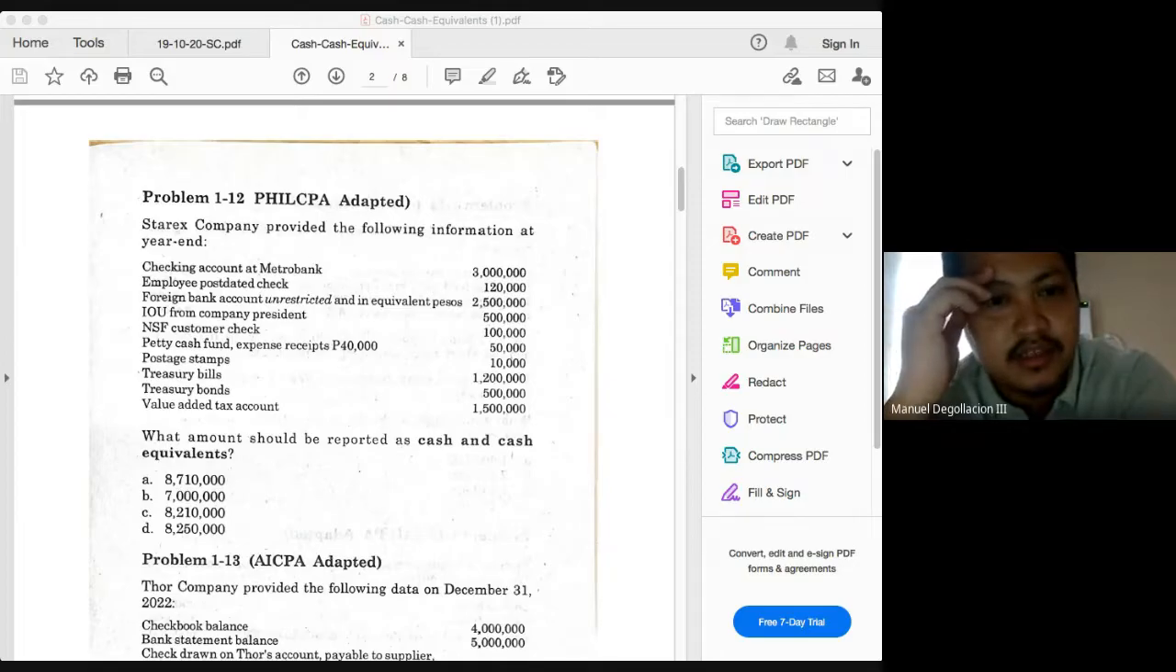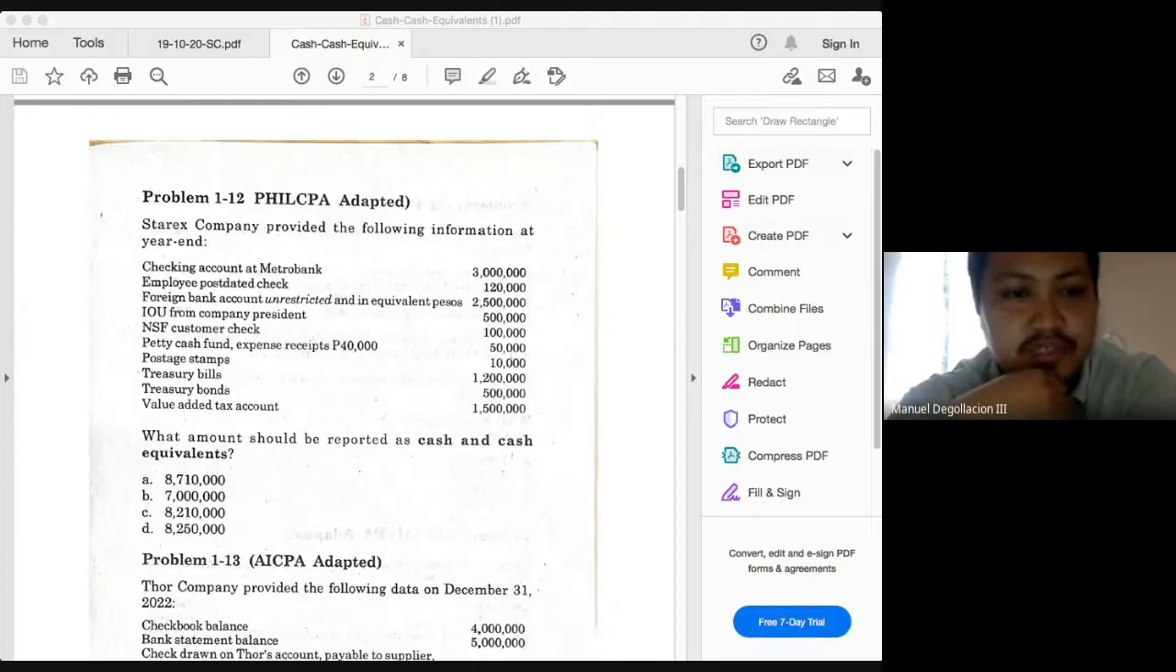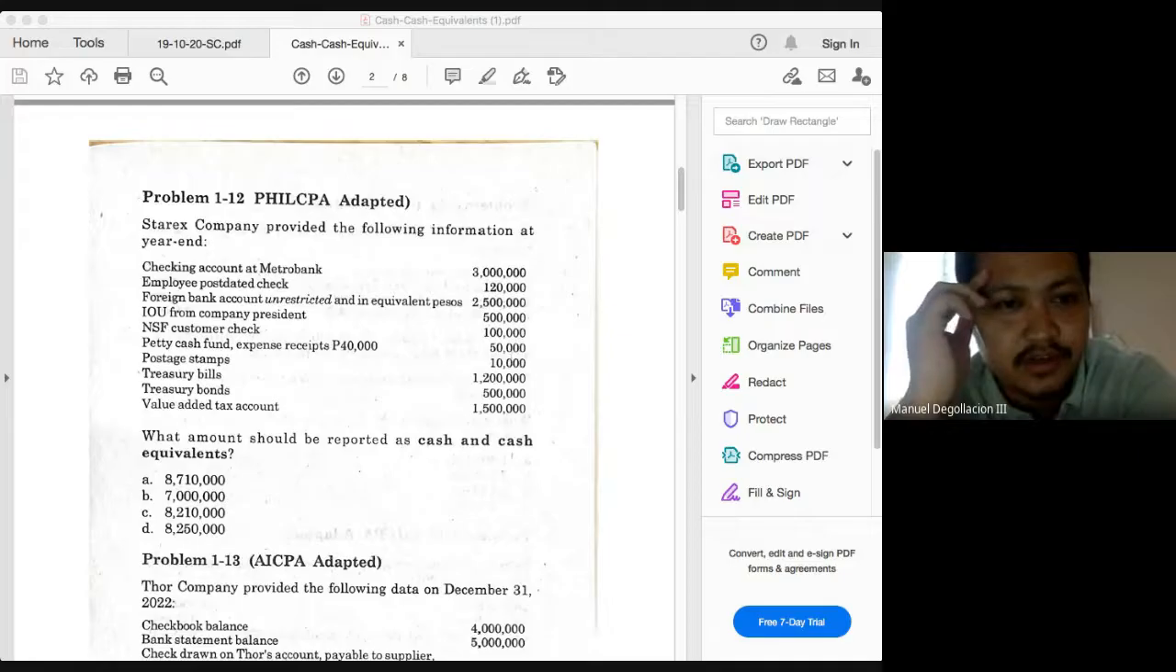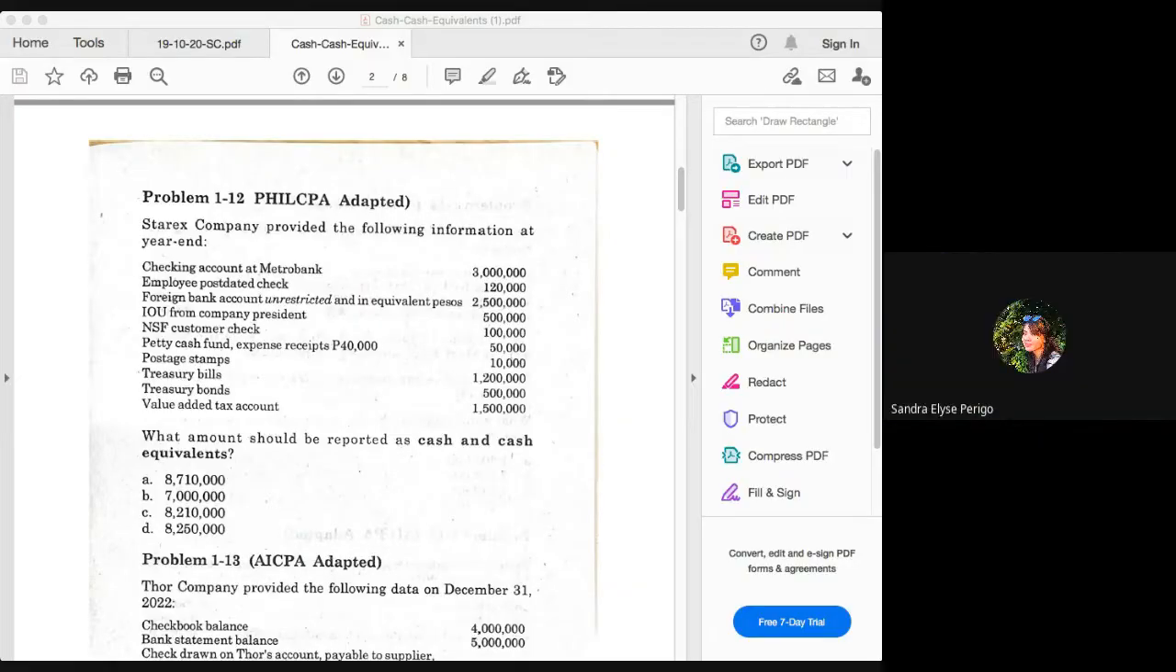Treasury bonds are by their nature long term, so not part of our cash. Value added tax account is a cash fund that is set aside for recurrent use, since you will have to settle your input and output tax monthly and quarterly, so it's for recurrent use. So you have the checking account at Metrobank, the foreign bank account, the petty cash fund at 10,000, treasury bills at 1,200,000, and the value added tax account. How much would that be in total, class? 8,210,000, sir. And that should be our answer.